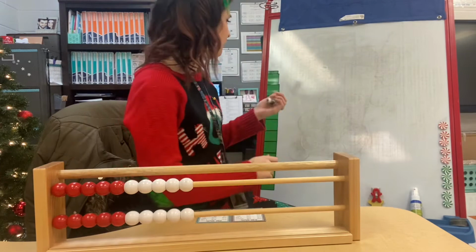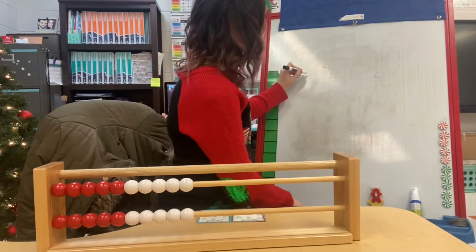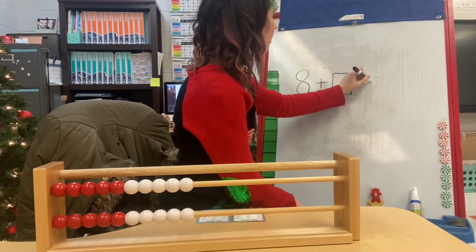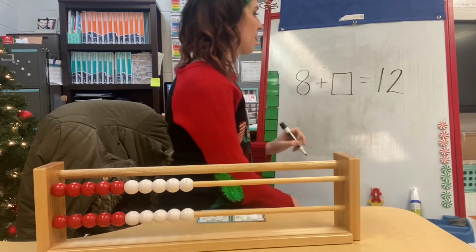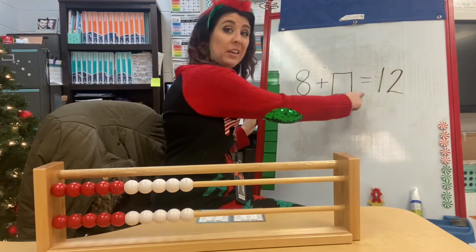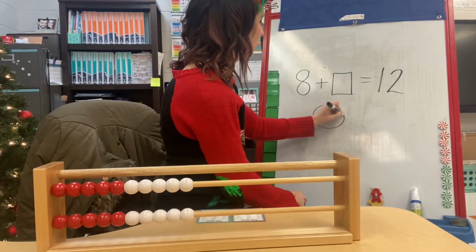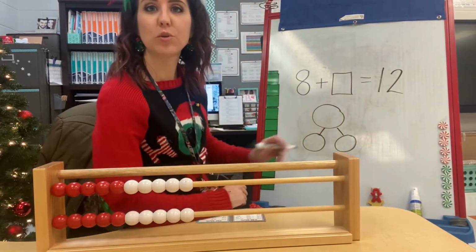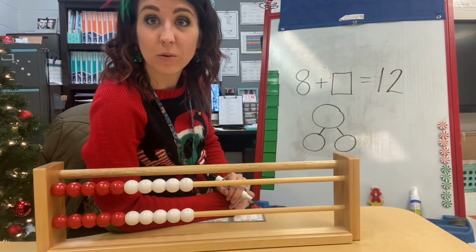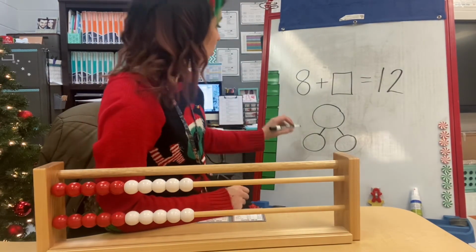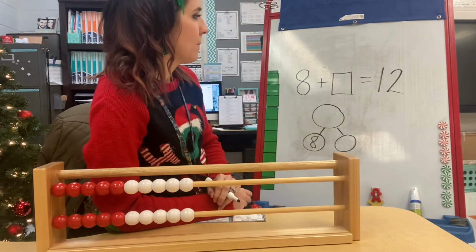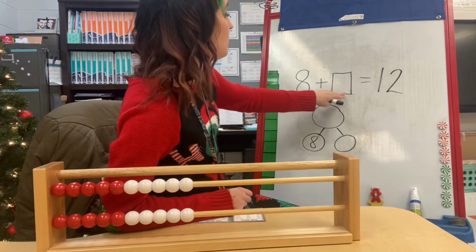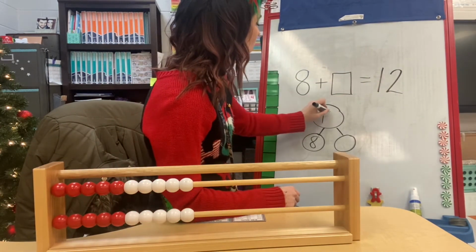Okay, let's do another one. I'm going to make this one very tricky. Okay, 8 plus something equals 12. Here's our number bond. Okay, what information do we know for our number bond? Where does 8 go? It's one of our parts, so we're going to put it right here. What about 12? What's 12? It's the whole. Part plus part equals whole. 12 is the whole, so it goes there.